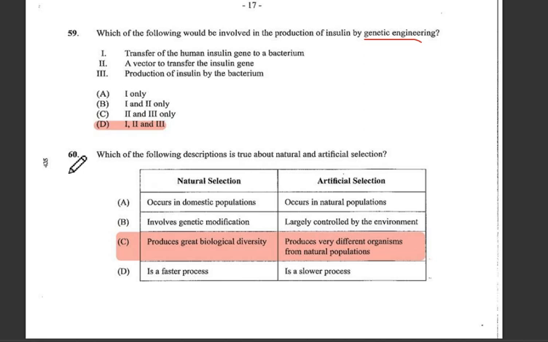Artificial selection now produces very different organisms from natural populations. Alright, so that would be artificial. They produce different organisms from natural. Remember, artificial is not real, and they mentioned from natural populations. So anything opposite in meaning here, artificial would be not real selection.